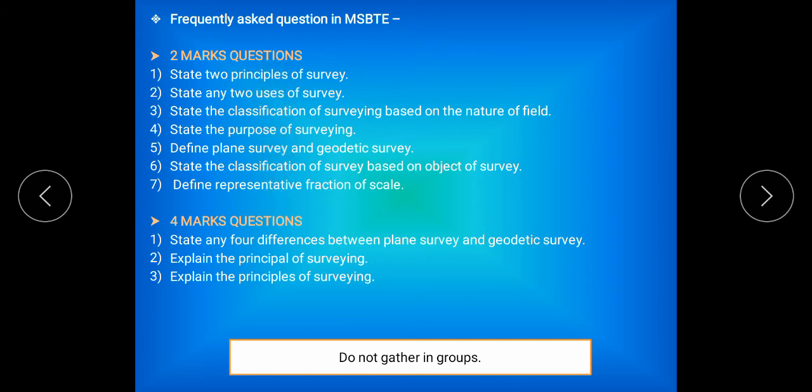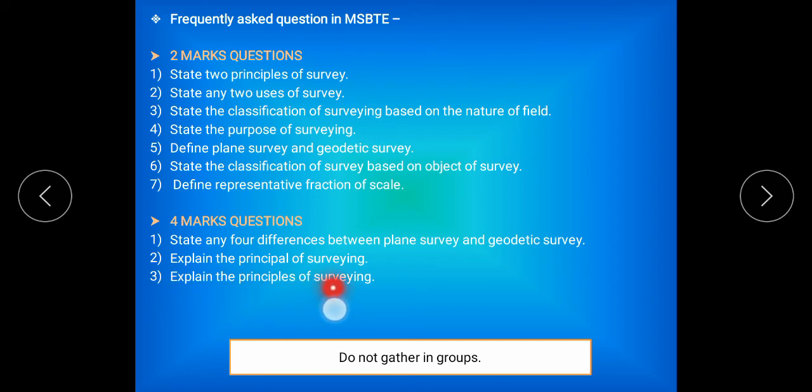Then the next are the 4 mark questions. First: state any 4 differences between plane surveying and geodetic surveying. This question is asked for 4 marks in the MSBTE exam. The second question for 4 marks is: explain the principle of surveying. We describe it with the diagram, as we studied in the previous lecture. The third question is: explain the principles of surveying. The second and third questions are the same.